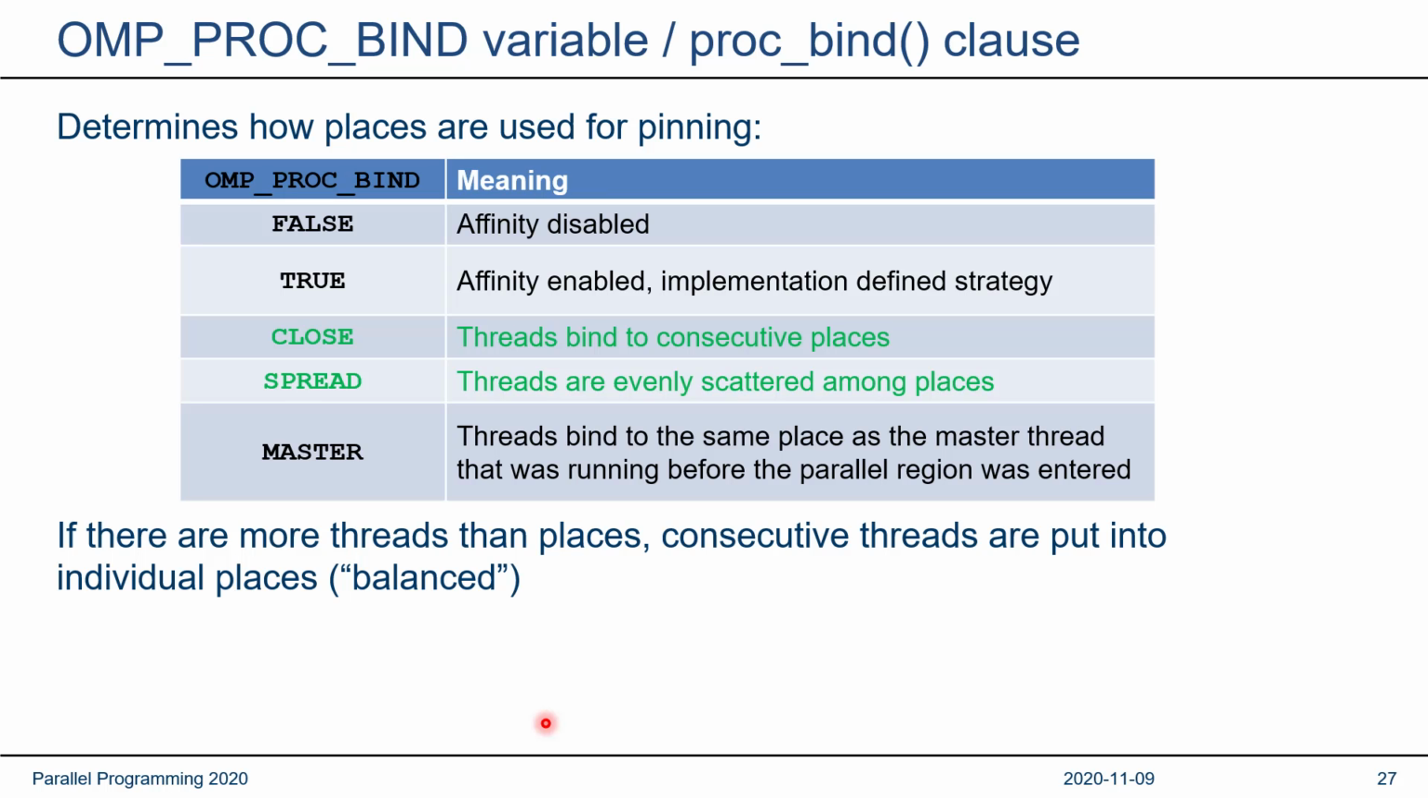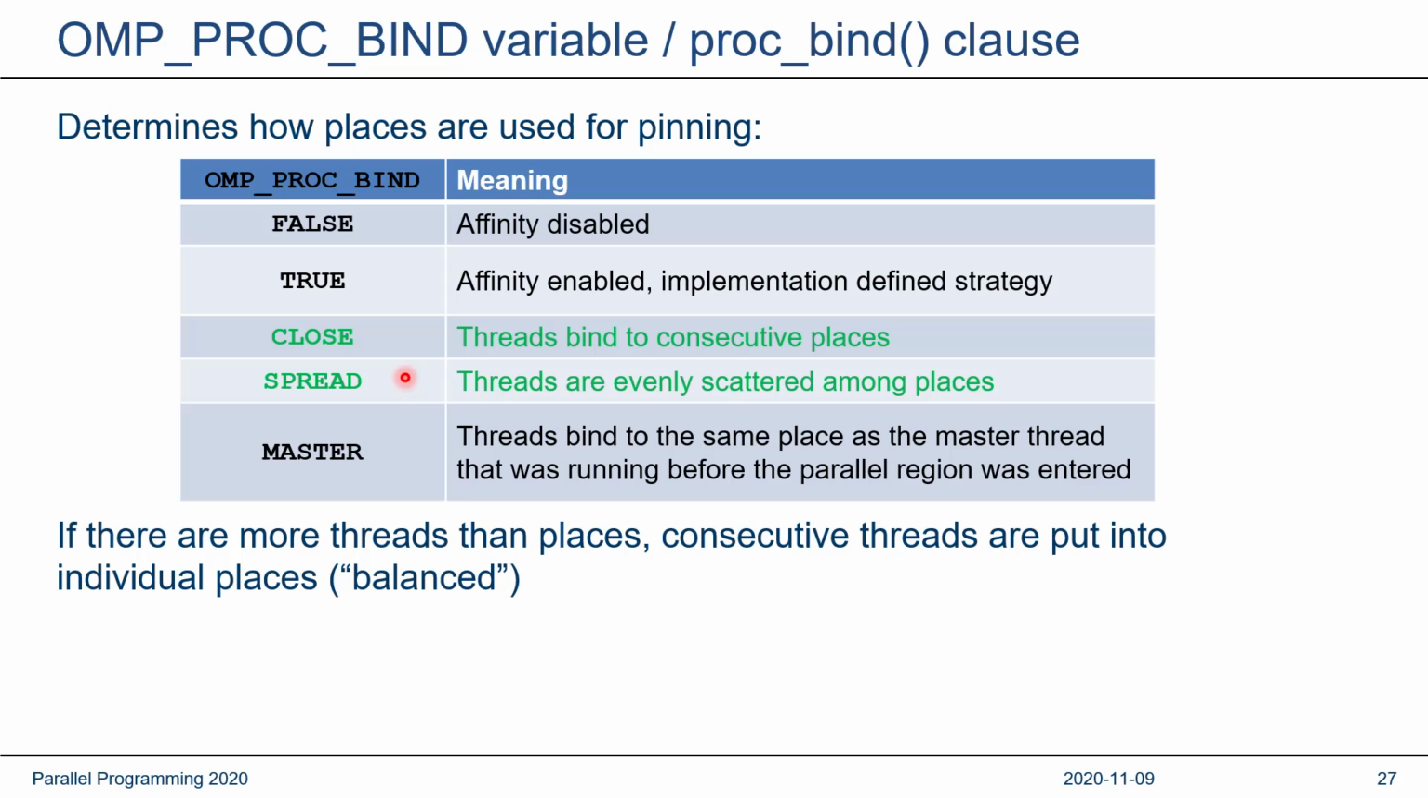Now, specifying what a place is only half of the way to correct pinning. The second thing you need to say is how the places should be populated. And this is what the OMP_PROC_BIND variable is for. You could also use a proc_bind clause on a parallel region to influence this at runtime from within the program. Now, here are the 5 options for OMP_PROC_BIND. Only 2 of them are relevant for most cases you will encounter. Those are close and spread.